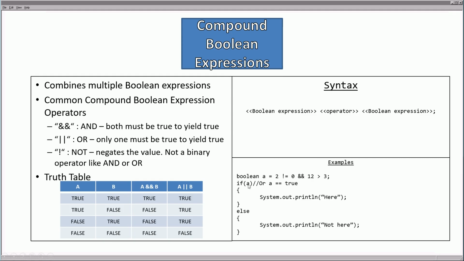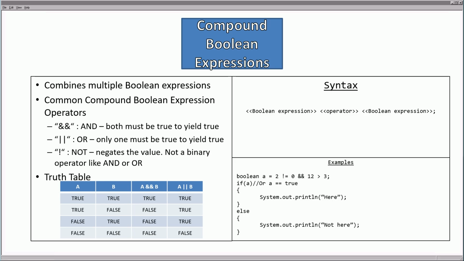Now looking over here, we have this Boolean a, which is assigned 2 is not equal to 0. We know that's true. And 12 is greater than 3. We also know that's true. Because this side is true and this side is true, a is assigned the value of true, so it prints out here.